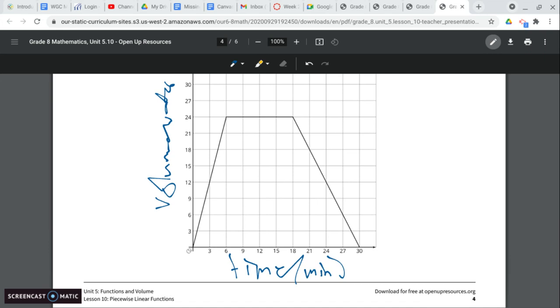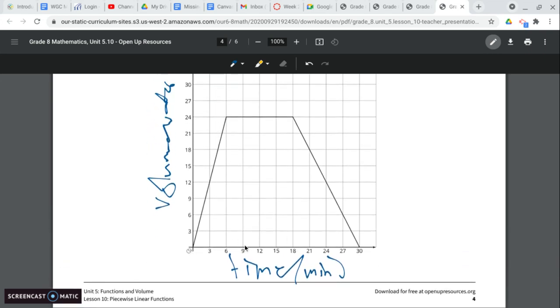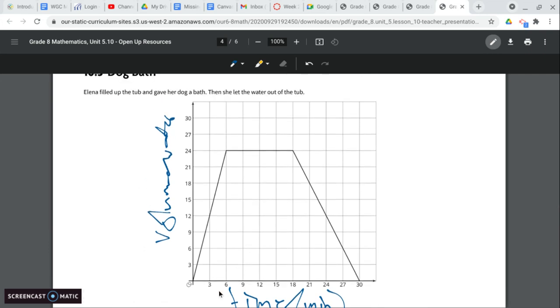For number 2, when did she turn off the water faucet? So if we're looking at this right here as a graph of the time that she spent turning on the faucet and filling up the tub, then bathing the dog, and then letting the water out of the tub, the initial part of the graph is the filling up. So going from nothing to 24 gallons. So going from 0 to 24 gallons to fill that tub, then the time it took her to bathe the dog, and then emptying the tub, getting back down to 0.